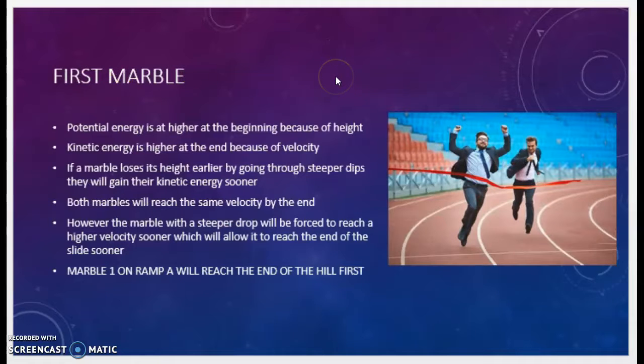The concept of velocity will help us find which marble gets to the end first, even though they're both going at the same velocity. Potential energy is higher at the beginning because of the height, and kinetic energy is higher at the end because of the velocity. We know that from our previous example. If a marble loses height earlier by going through steeper dips, it will gain its kinetic energy sooner though. Both marbles will reach the same velocity at the end. However, the marble with the steeper drop will be forced to reach its higher velocity sooner, which will allow it to reach the end of the slide sooner. Marble 1 on ramp A will reach the end of the hill first.